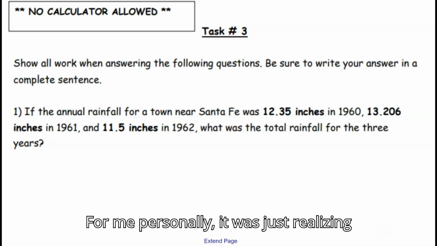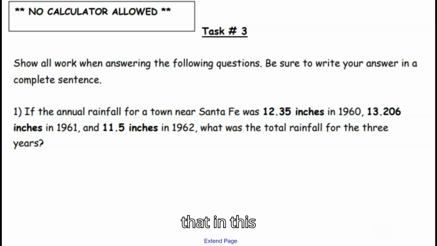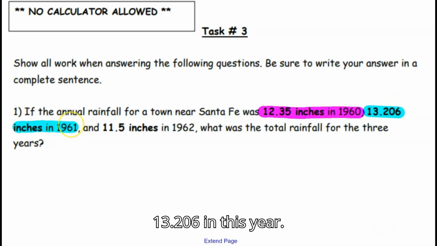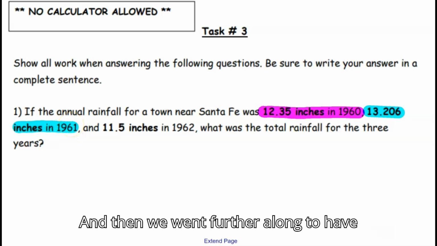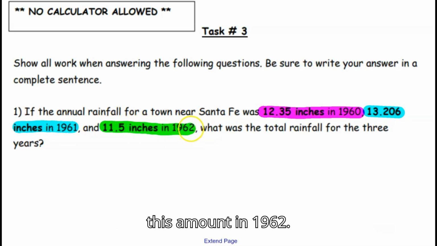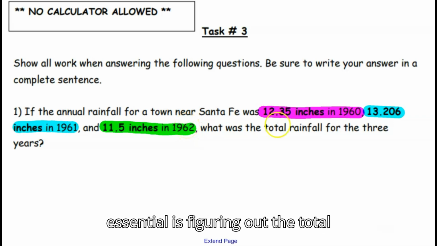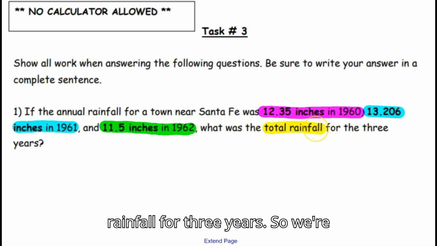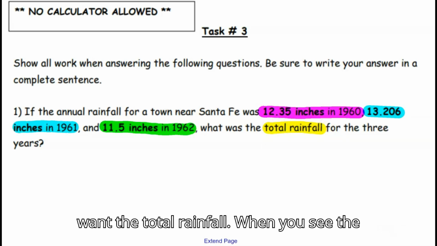For me personally, was just realizing that in this town near Santa Fe, we had 12.35 this year. We then had 13.206 in this year. And then we went further along to have this amount in 1962. Last thing that's going to be very essential is figuring out the total rainfall for the 3 years. So we're dealing with 3 numbers, and then we want the total rainfall.